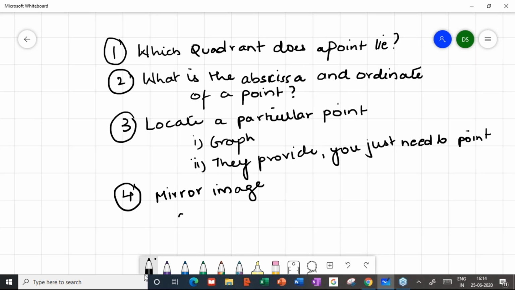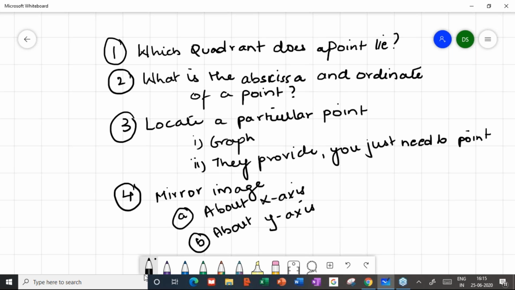Mirror image, there is A about x-axis, B about y-axis, and C is about origin. So this basically covers your chapter.